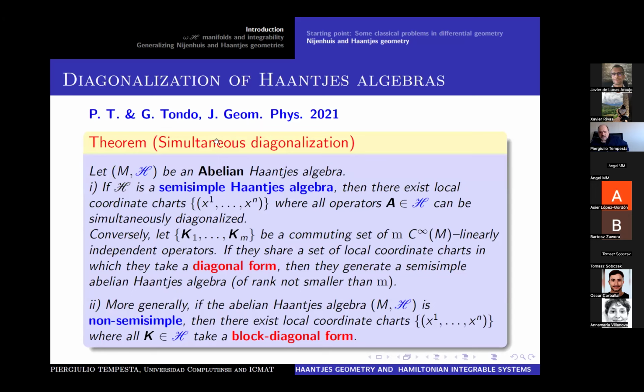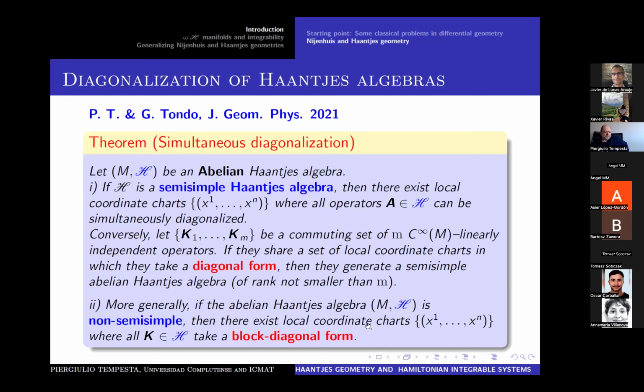The theorem of diagonalization for these algebras has been proved in this paper. We can say that if we have a semi-simple Haantjes algebra, so a Haantjes algebra of semi-simple operators, then we can find local coordinates where all operators can be diagonalized simultaneously. So these coordinates are shared by all these operators. There is also the converse part of this theorem: if all operators in a set of local coordinates have a diagonal form, then they form an abelian Haantjes algebra. But more generally, if an abelian Haantjes algebra is non-semi-simple, meaning at least one of these operators is non-semi-simple, then we can find local coordinates where all of them acquire a block diagonal form.